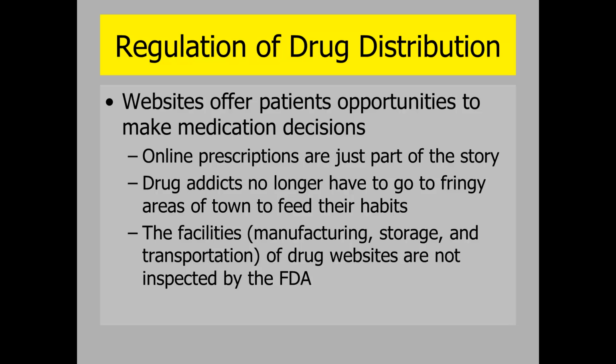So those websites then offer patients opportunities to make medical decisions. So one thing that this means is that if you get a prescription drug and it has a painkiller effect, those people who are really addicted to those drugs can just buy them off the internet. They don't have to go to a drug dealer. They can buy their drugs off the internet. And the facilities for manufacturing, storing, and transporting the drugs that are sold by the drug websites are not inspected by the FDA.